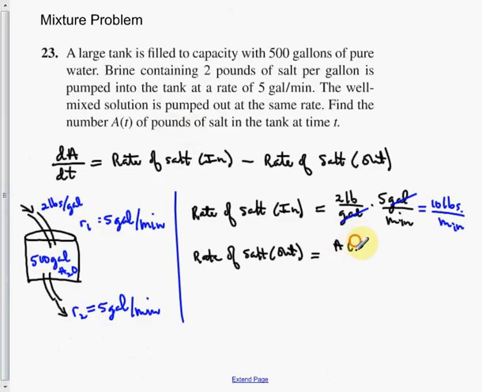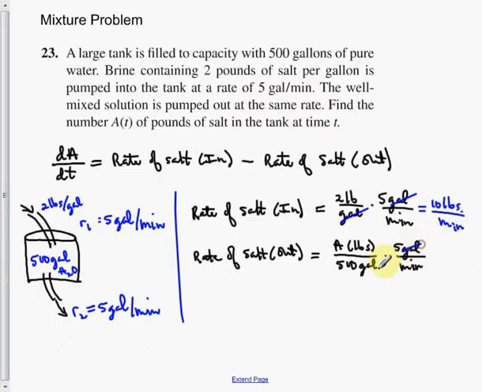Since it's in pounds, all I do know is that it's coming out of a 500-gallon tank. So here, the volume of the substance there is going to be 500 gallons. I do know the rate that's going out. That's 5 gallons per minute. We want to make sure that for the rate in and the rate out, the units are consistent. Right? The units are consistent. So here, I need to end up with the rate of the salt out in terms of pounds per minute as well.